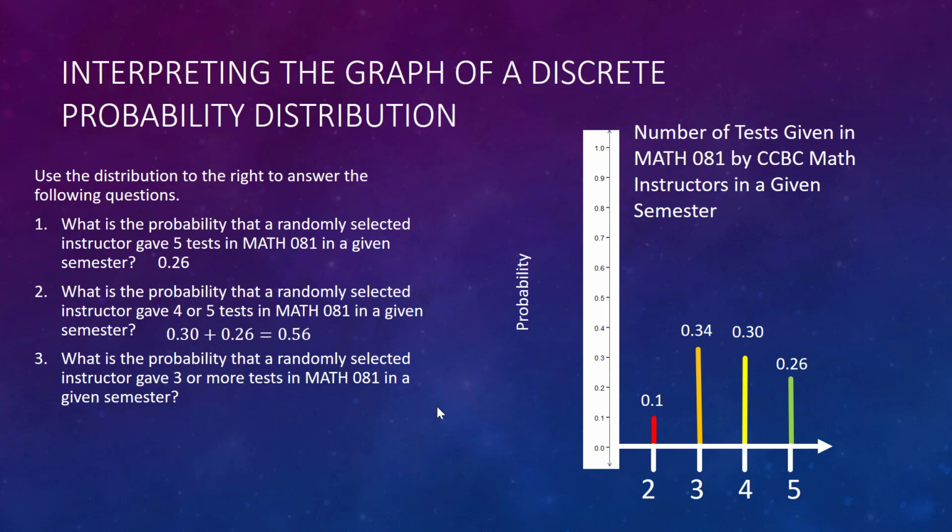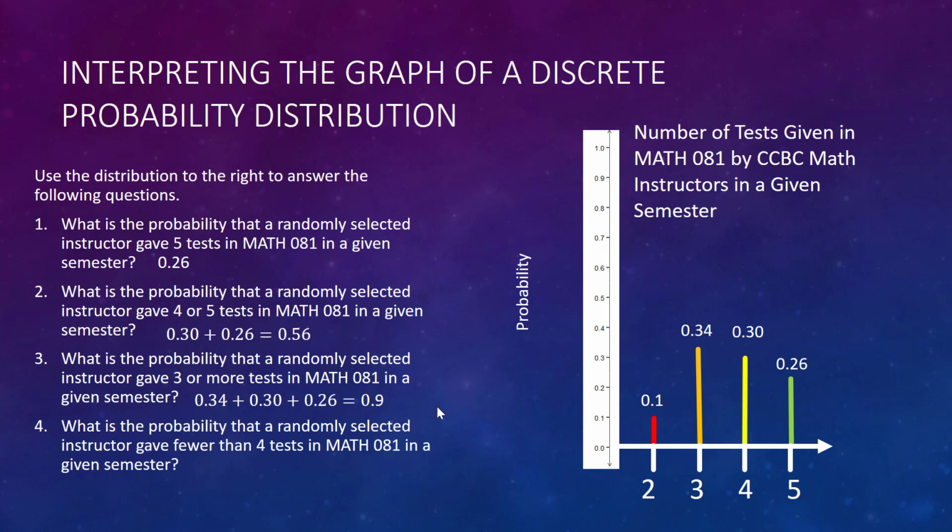Question 3. What is the probability that a randomly selected instructor gave 3 or more tests in Math 081 in a given semester? 3 or more is 3 or 4 or 5. This time we have 3 probabilities that we add up, and we get a probability of 0.9 or 90%. Question 4. What is the probability that a randomly selected instructor gave fewer than 4 tests? Well, fewer than 4 is 3 or 2. Adding these probabilities together, we get 0.44.